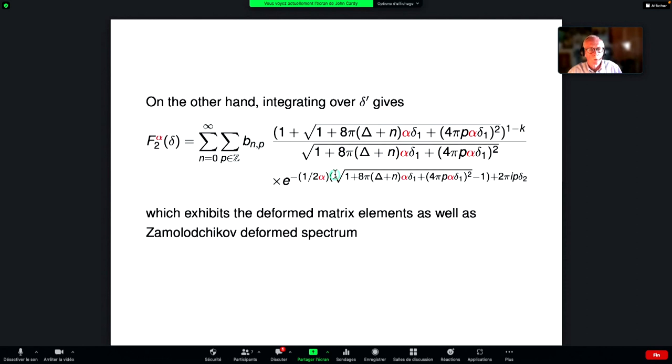And this expression here in the exponent will be recognized by anybody who's read the papers on TTbar as the Zamolodchikov deformed spectrum, which now depends upon the energy or the scaling dimension and the momentum of the state P here.